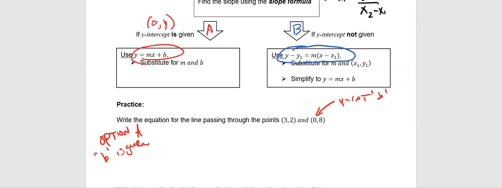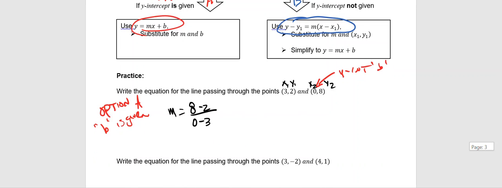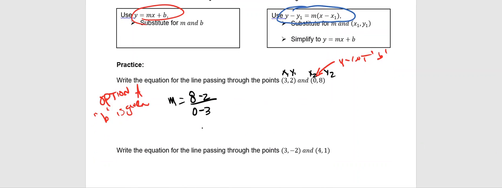So first thing I'll need to do is to find my slope. Don't forget this is x1, y1, x2, y2. Let's quickly find our slope. m equals 8 minus 2 over 0 minus 3. So our slope is going to be 8 minus 2, which is 6, over negative 3. Our slope is going to equal negative 2.